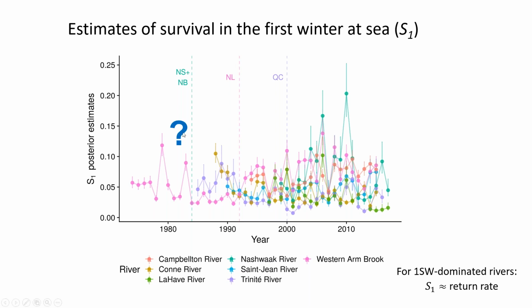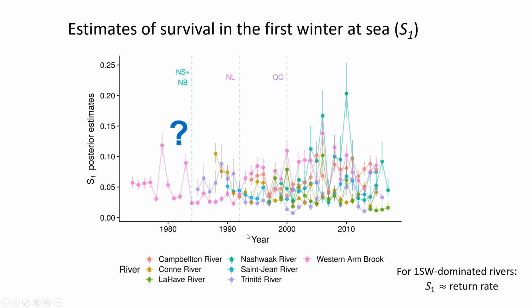Again, we can't really compare with what was happening in the 80s and 70s. And also, these vertical lines are the years of the moratoria, the commercial salmon fishing moratoria for these provinces. And you can't see anything that pops to mind.